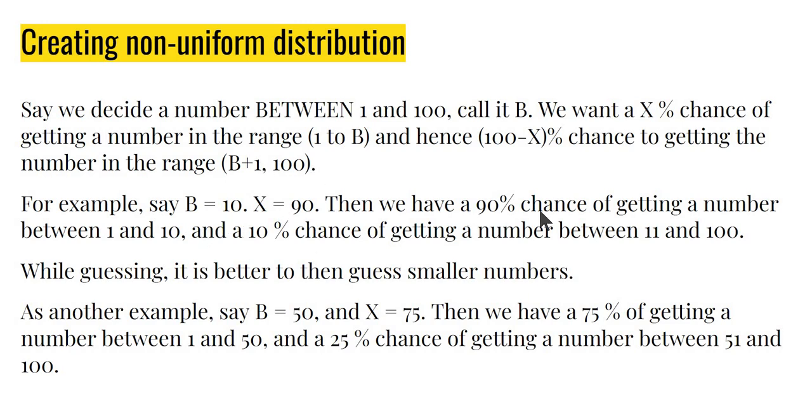I want a 90% chance of getting a number between 1 and 10, and a very small chance of getting a number between 11 and 100. Which means the number is generally very, very small. Very occasionally do I get a number, let's say between 11 and 100. In this case, it will be better to get smaller numbers.